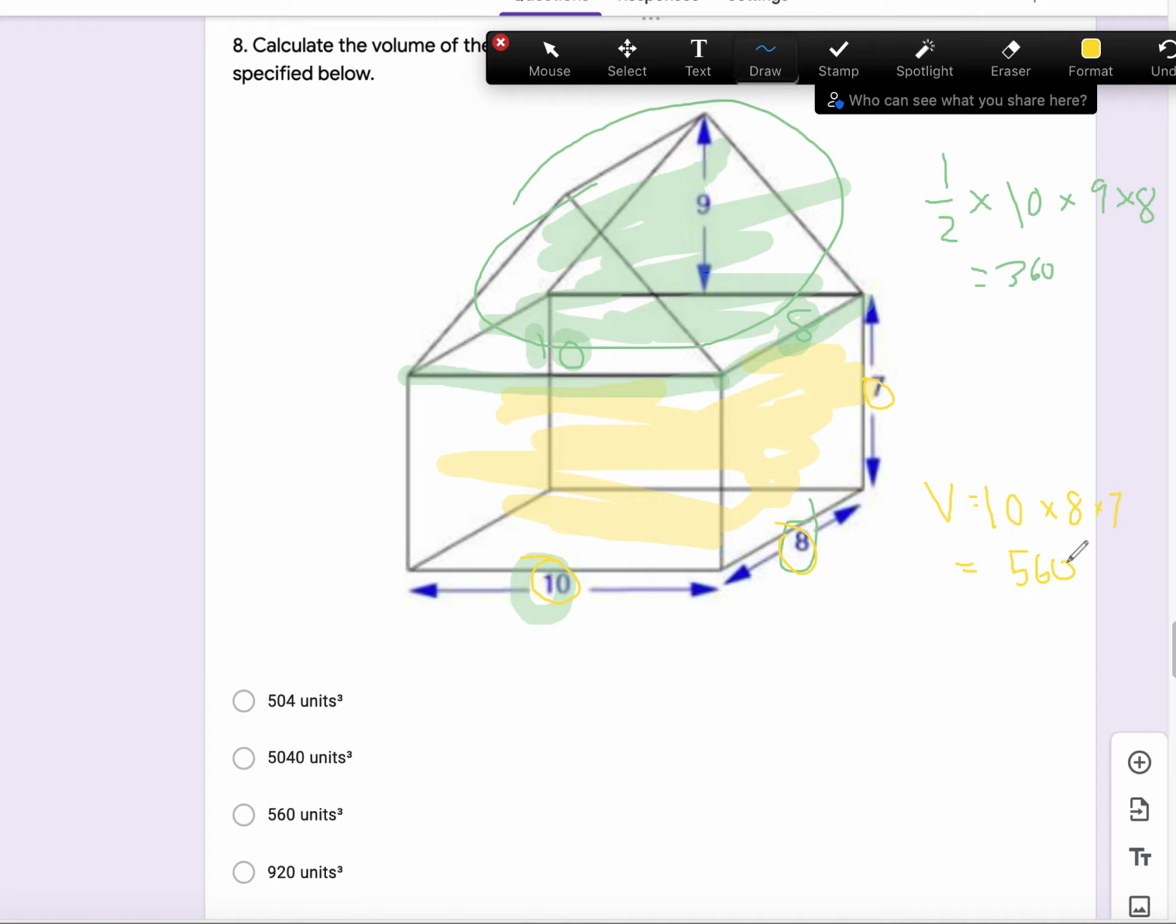To get your final answer, you need to add these two together, and that will give you the total volume of this object. So that was question number 8.